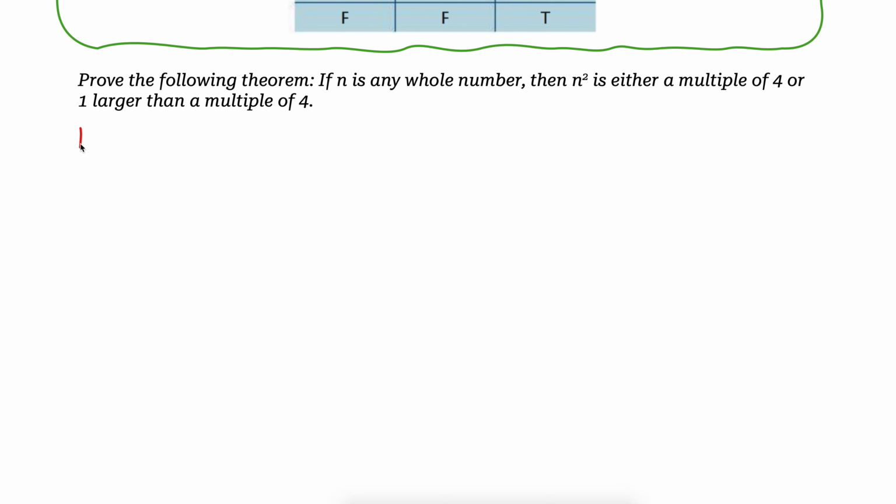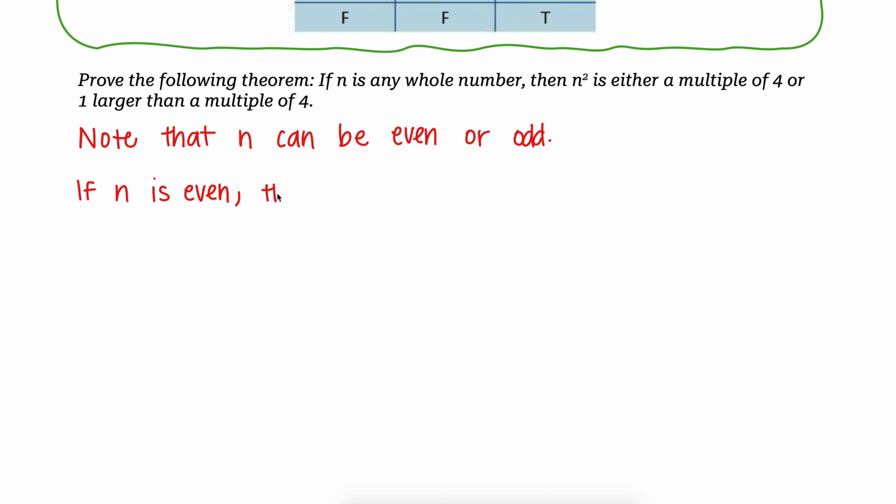Now, if it's a whole number, then n can be even or it can be odd. So let me make a note of that. What I'm going to do is do this proof in two parts. I'm going to first consider if n is an even whole number, and then I'm going to consider if it's an odd whole number. If n is even, then we can write it a certain way. If n is even, then we can write n equals 2k, where k is also a whole number.